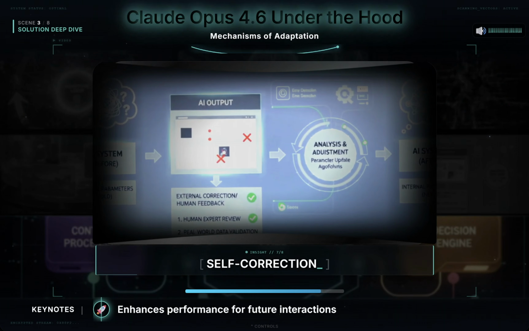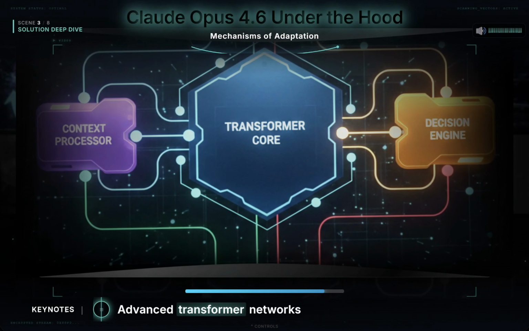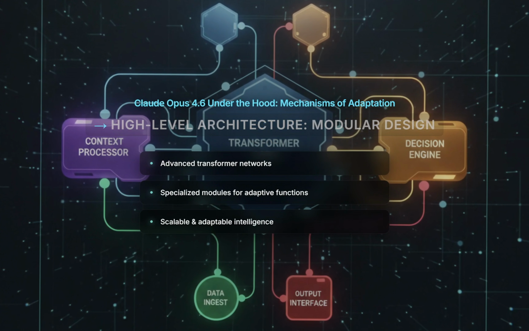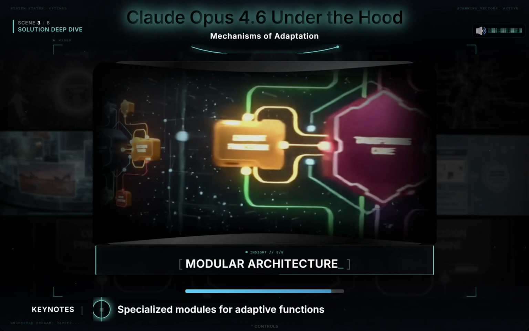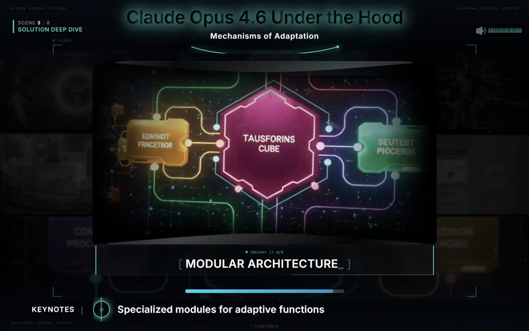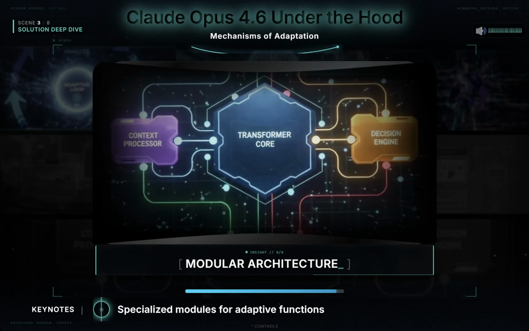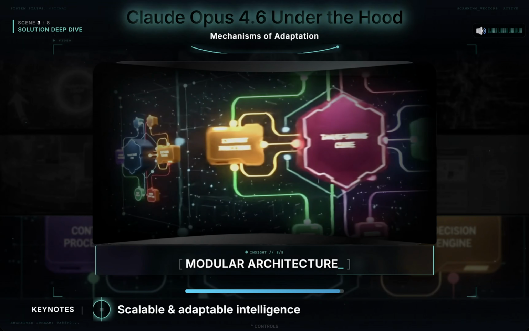Underpinning all this is a sophisticated, modular architecture. Essentially, a highly advanced transformer network combined with specialized modules for different adaptive functions, allowing it to scale and specialize its intelligence. But the key takeaway for developers isn't the theoretical complexity. It's understanding how these intertwined mechanisms give us an AI that truly thinks with us. So how do we actually interface with this advanced intelligence?